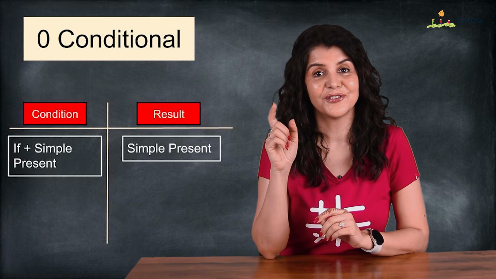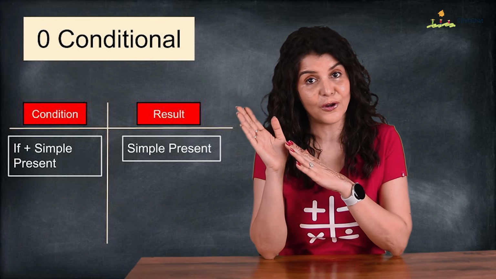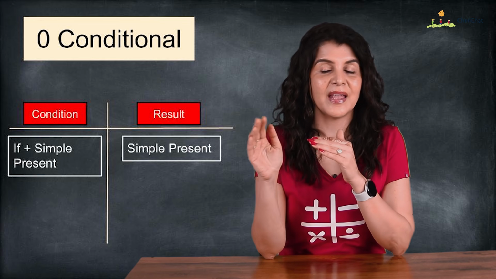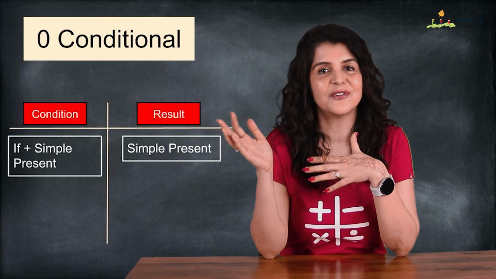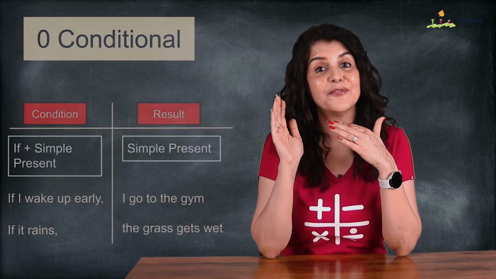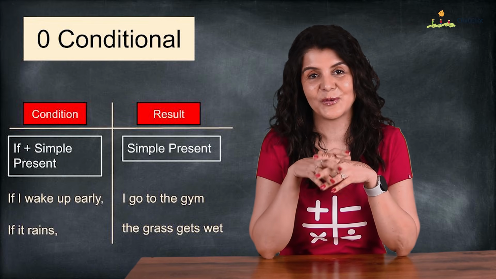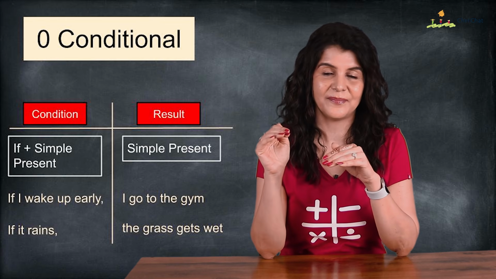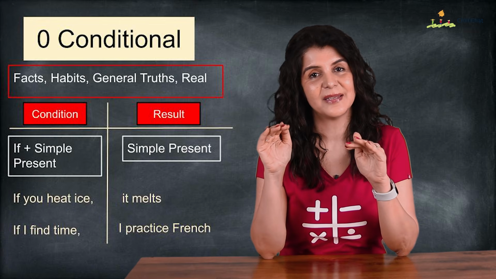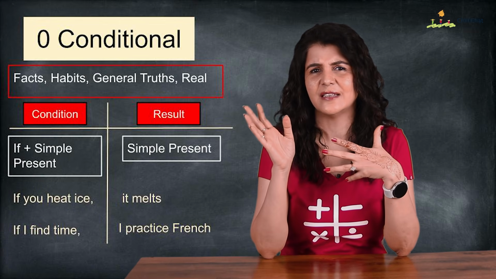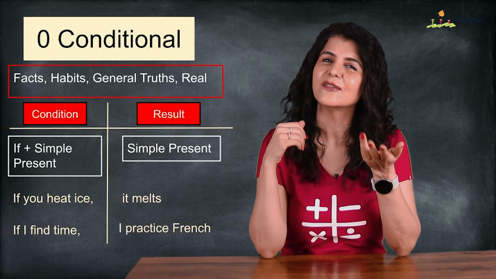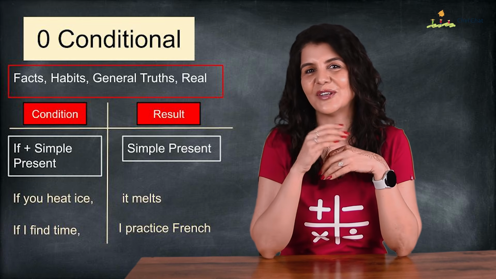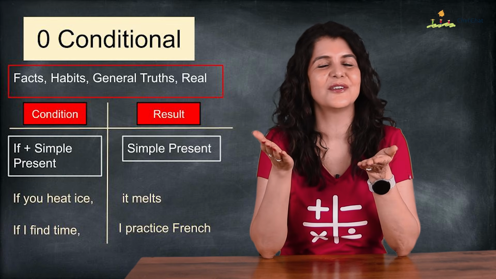The 0 conditional has both the if clause and the main clause in simple present tense. And we can always reverse these clauses. If I wake up early, I go to the gym. If it rains, the grass gets wet. These are facts, habits, and general truths. If you heat ice, it melts. Quite obvious, isn't it? If it's a Friday, there's a new video on ChetChat. You all know that already.